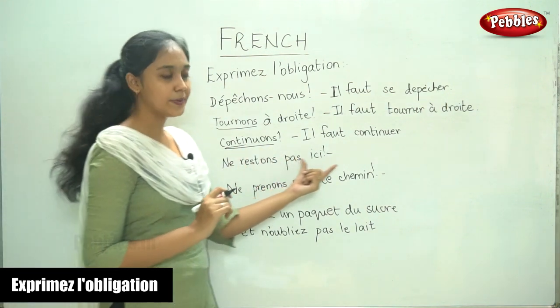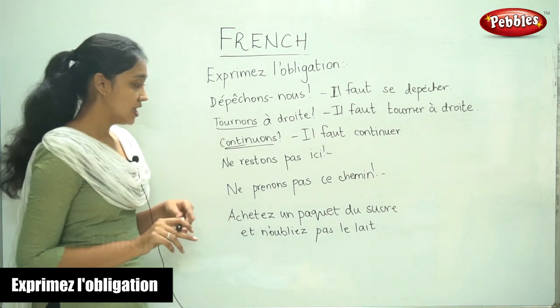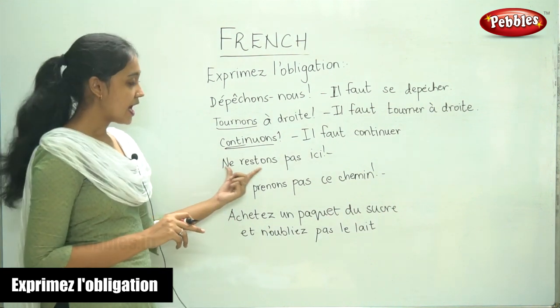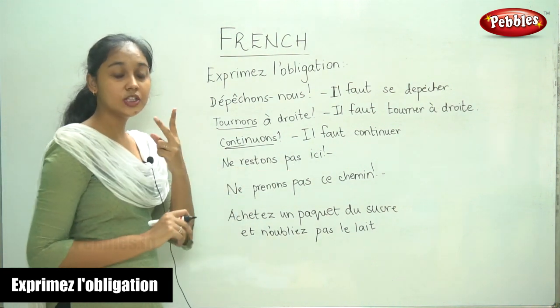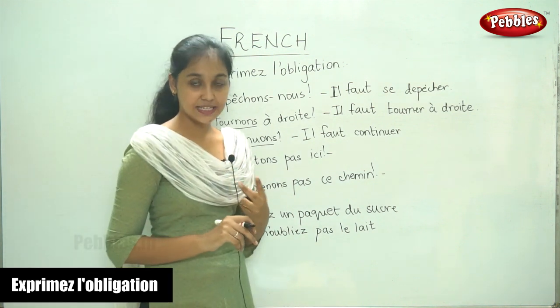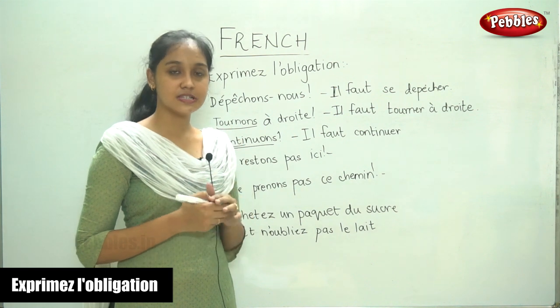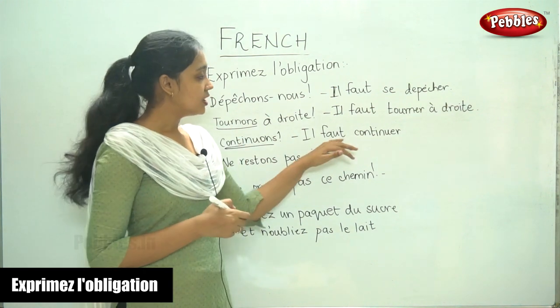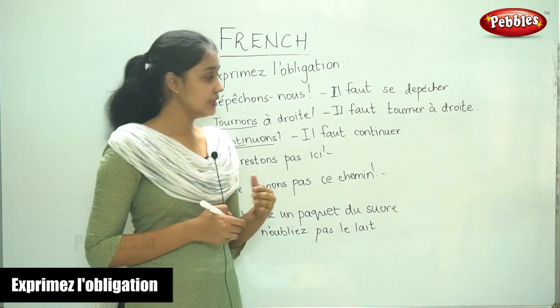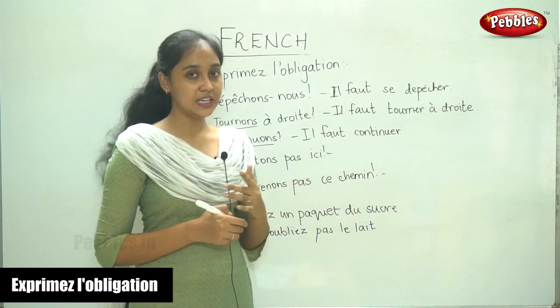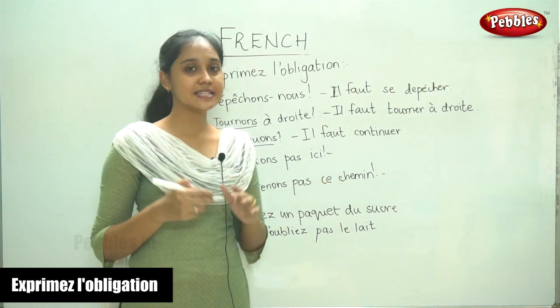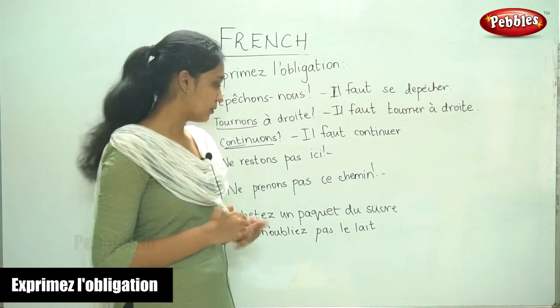Ne restons pas ici. Now, it is negative, and we know when there are two verbs in a particular sentence, we have to add ne and pas before the first verb. So the first verb will be conjugated, the second verb will be in the infinitive form. So for any sentence, that is how it is formed.